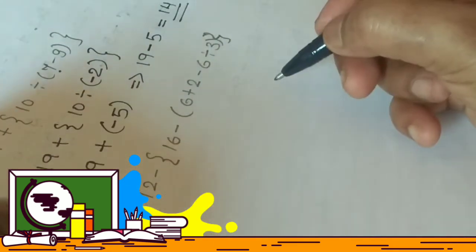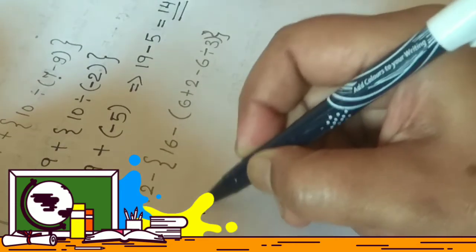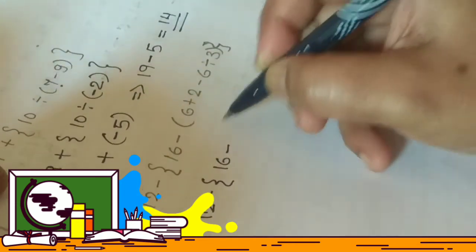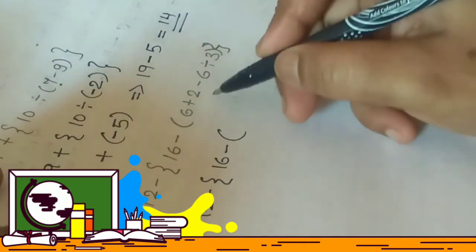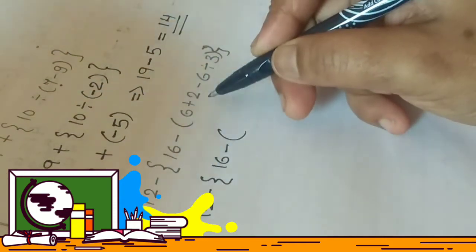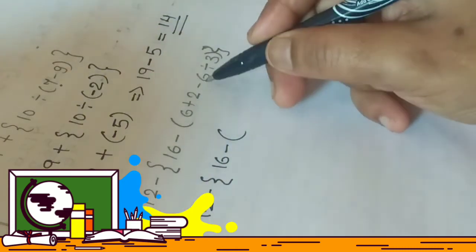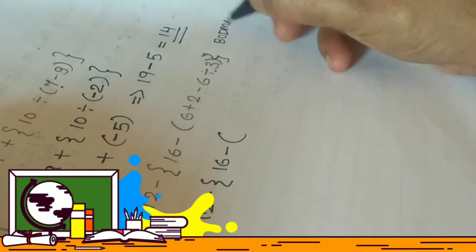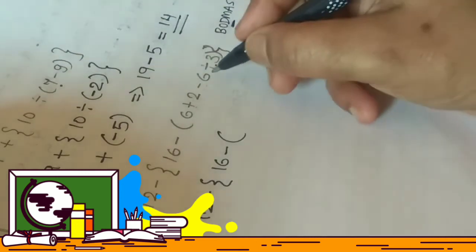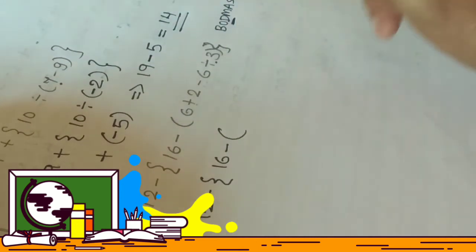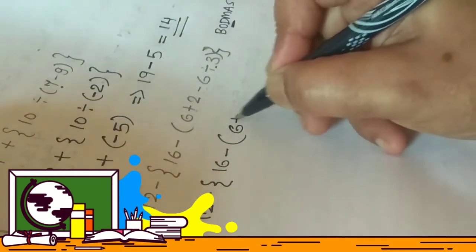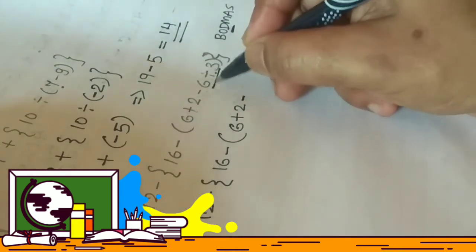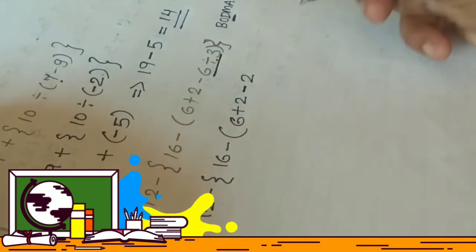Now the last question of this series. So 12, bracket, 16 minus, small brackets. We have to solve the small bracket first. In that small bracket also we have plus, minus and divide. So by the BODMAS rule, the division part we have to do first. 6 divided by 3, we will get the answer 2. So 6 plus 2, and the minus sign is there, so we have to keep that minus sign and just subtract these two numbers, we will get 2.